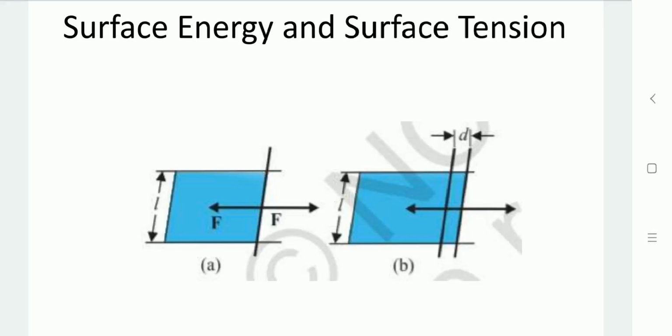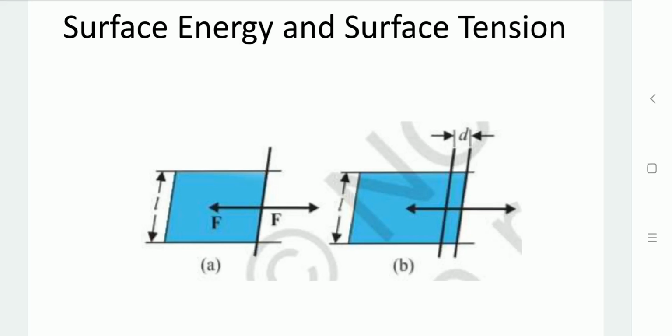So move the bar by a small distance d, and the area of the surface increases. The system has more energy, which means work has been done against the force. The internal force is F, so the work done is F into d. From the conservation of energy, it stores an additional energy.